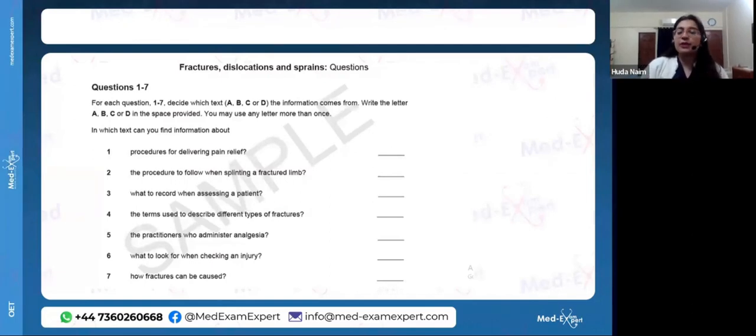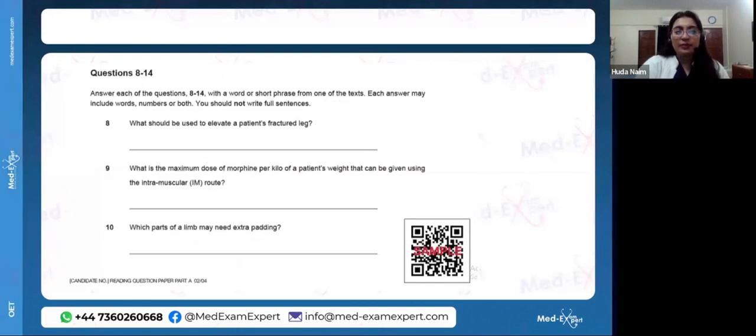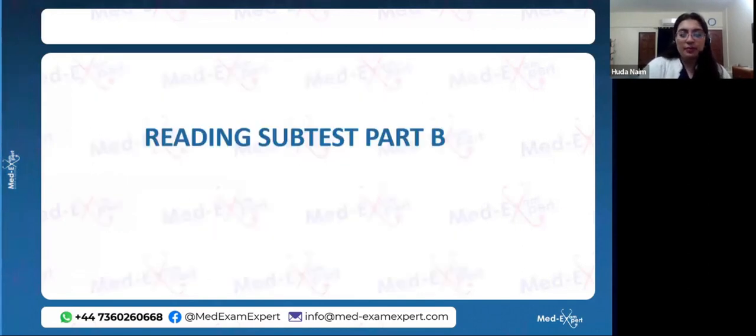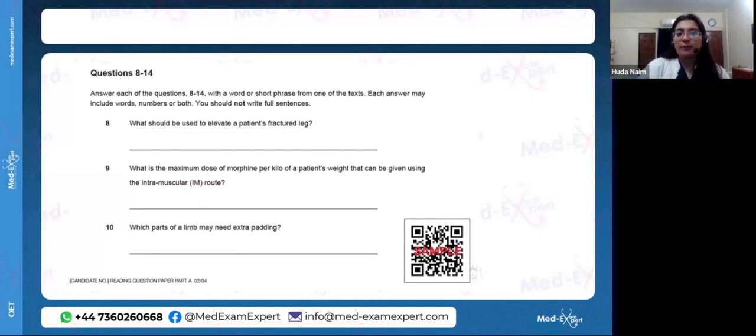The questions that you would be getting on the reading part A would be somewhat like fill in the blanks. You have to match the right option, and in the first 7 questions, you have to match the right passage with the right answer. So you just have to mark whether the answer for the question is in passage A, passage B, passage C, or passage D. Then in the next set of questions from question number 8 to 14, you have to complete your answer in a word or in a short phrase. And that would be all about reading part A.